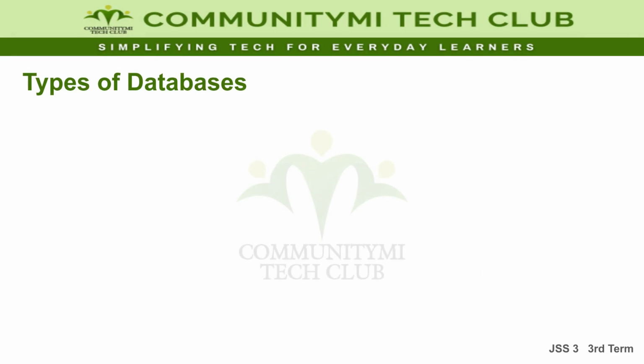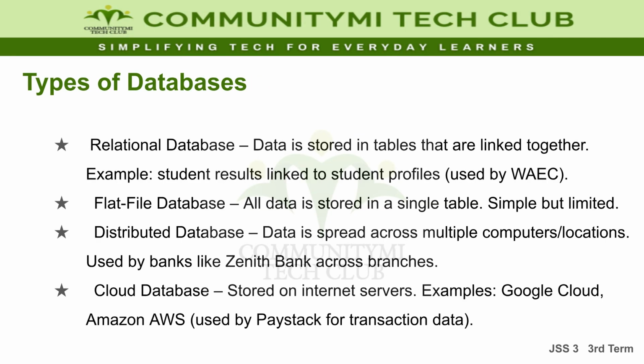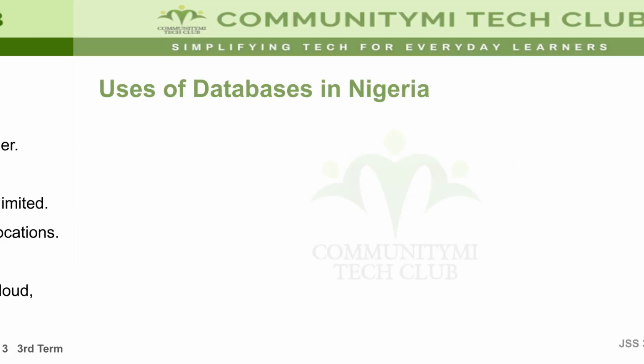We have different types of databases. Relational databases use linked tables like WAEC results. Flat file databases use a single table. Distributed databases spread data across locations, as used by Zenith Bank. Cloud databases are stored on internet servers, used by services like Paystack.